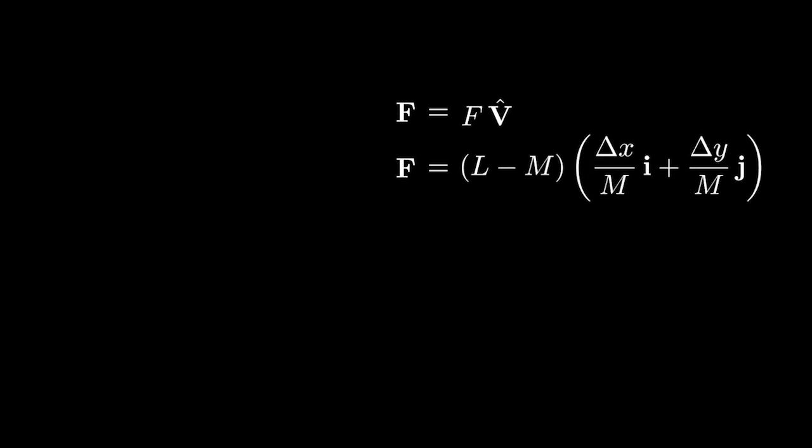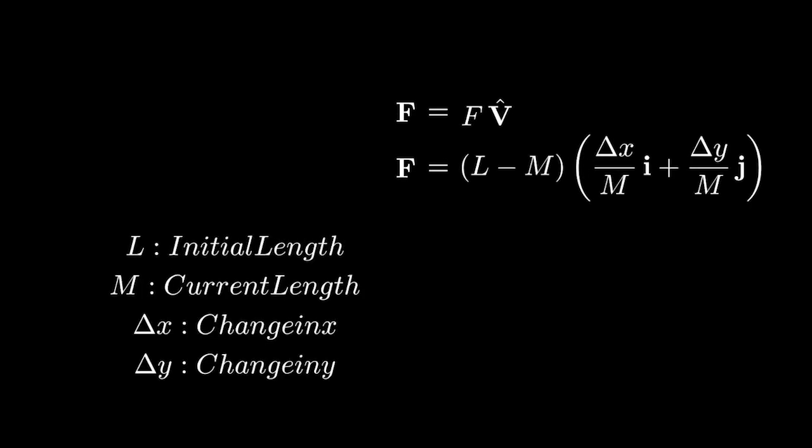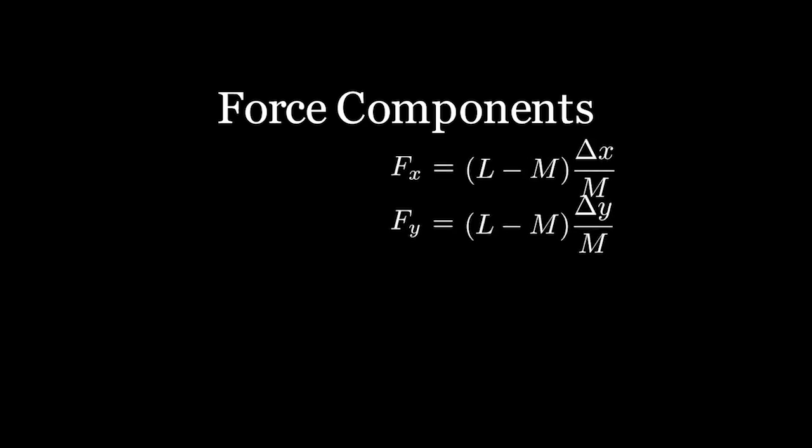Now we can find the force vector F. This is the magnitude of the force F multiplied by the unit displacement vector b hat. This gives us the vector equation for F. Breaking this down into components, we have Fx equals (L minus m) times delta x divided by m, and Fy equals (L minus m) times delta y divided by m.